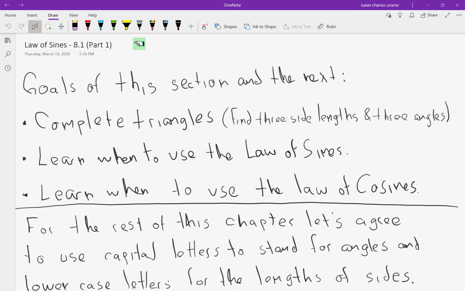All right, so this is the Law of Sines, section 8.1, part 1. The goals of this section and also the next are to complete triangles. What that means is that you're going to want to find the three side lengths and the three interior angles of a given triangle. Another thing we're going to want to know from these two sections is when to use the law of sines versus when to use the law of cosines.